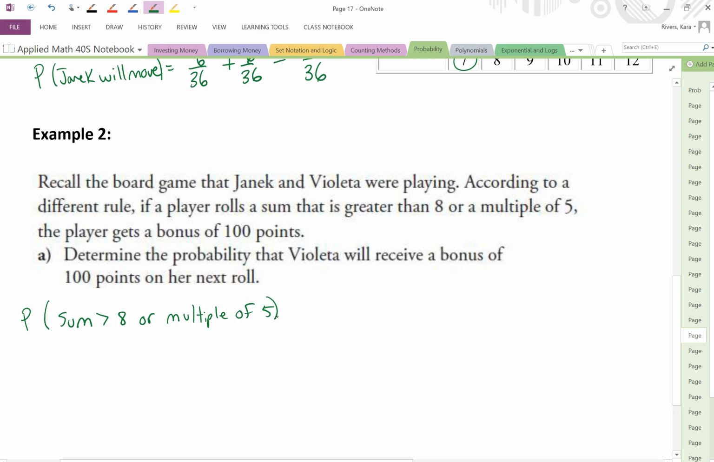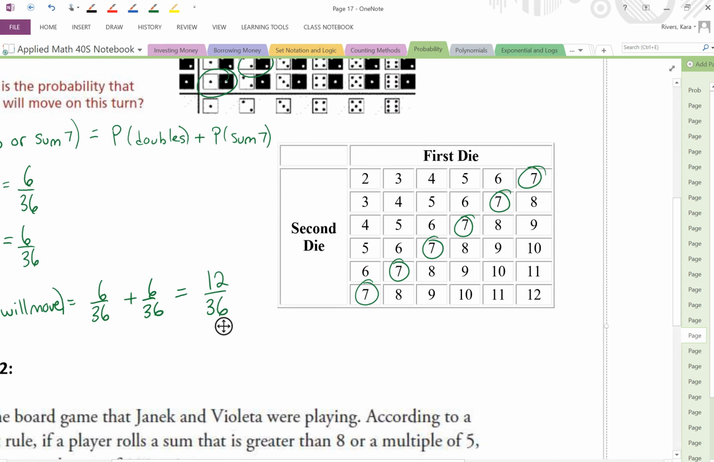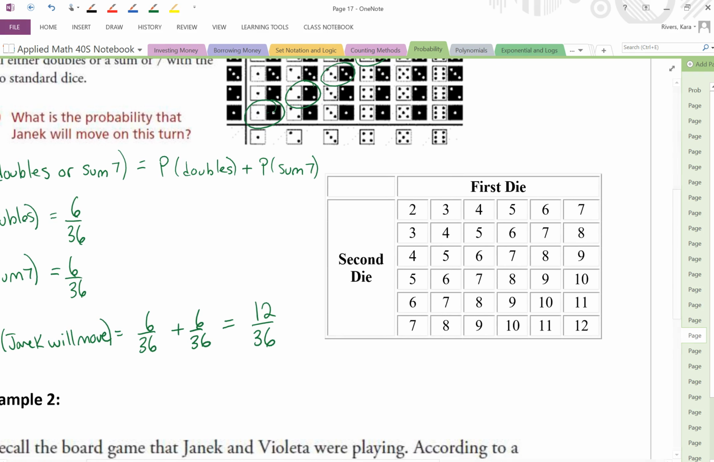So again, we're going to figure out the one and then the other. But we have to be careful. It's a little bit different than what we did for Yannick, because Yannick's events were mutually exclusive. There was no doubles that also gave us a sum of 7. But this isn't the case here for Violetta. It says sum greater than 8, so let's do that one first. So that would be 9 or higher. So these are all greater than 8.